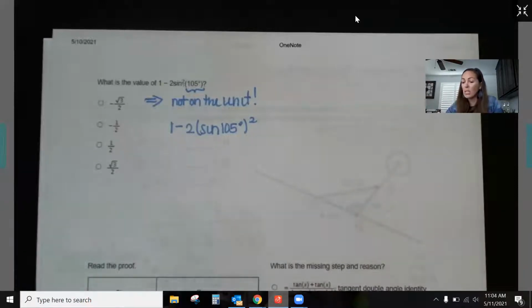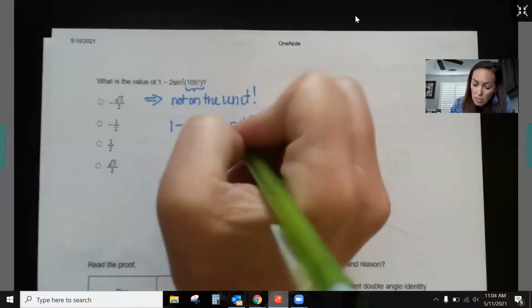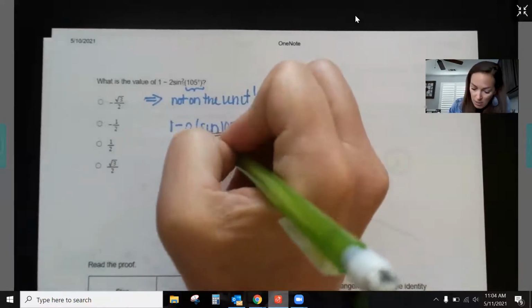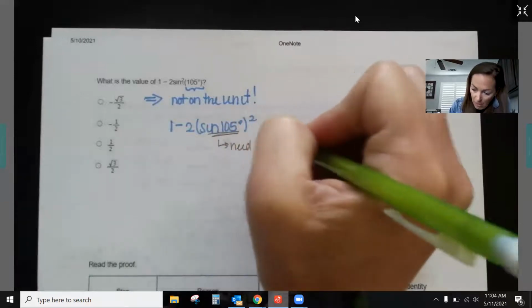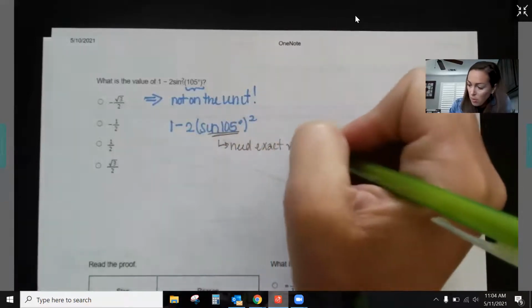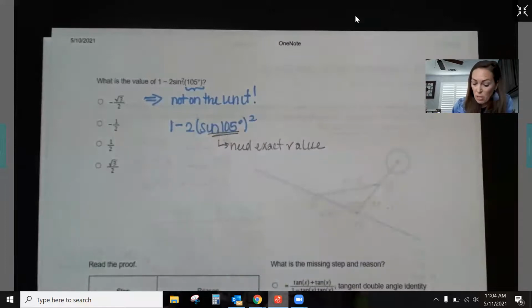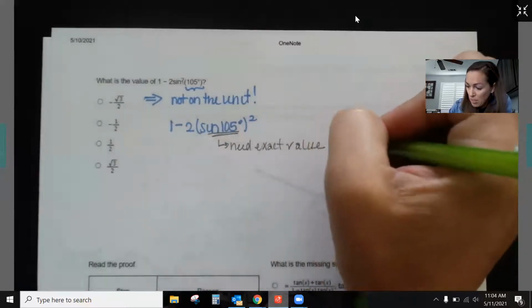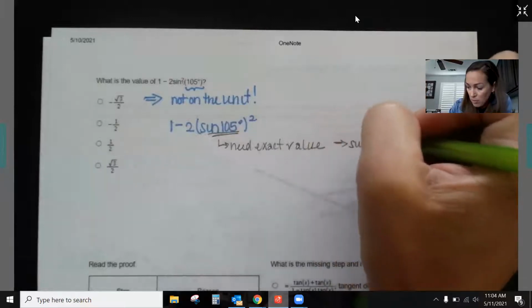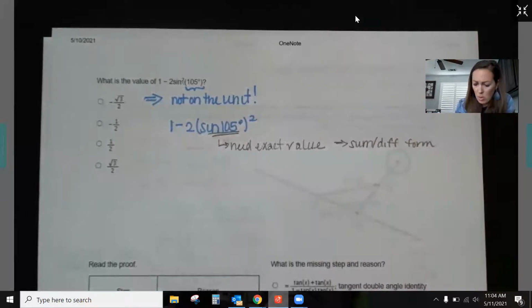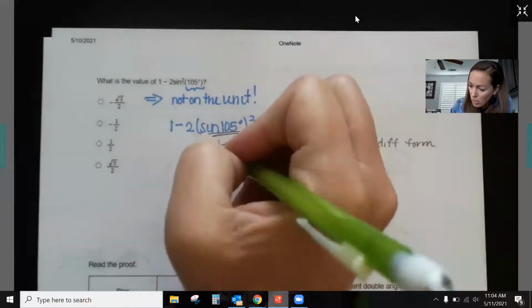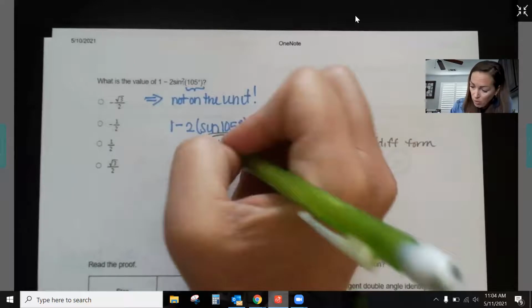Okay, so here's the deal. This isn't on my unit circle, so I need the exact value. So exact value is going to be value on the unit circle, but in order to do that, I need to use my sum or difference formulas. Okay, so this is what I'm going to do. I'm only focusing on the sine of 105.